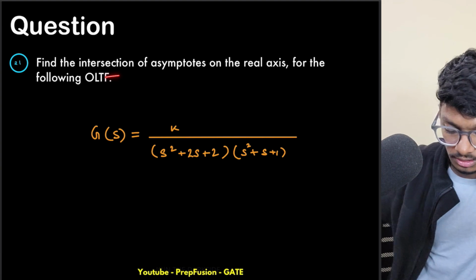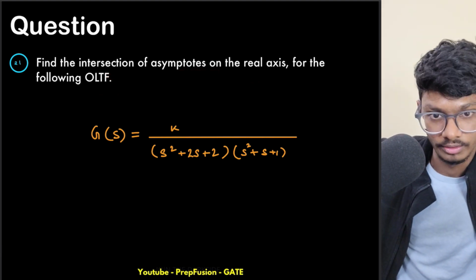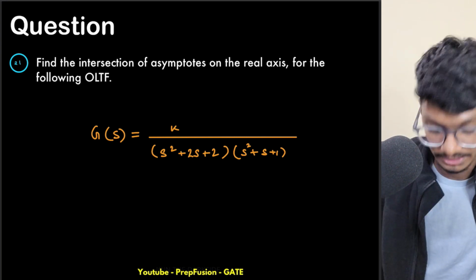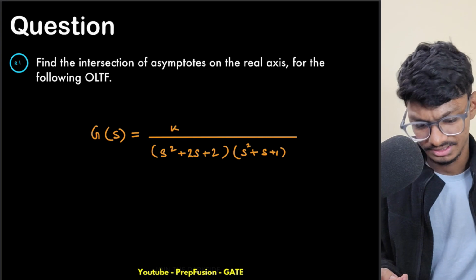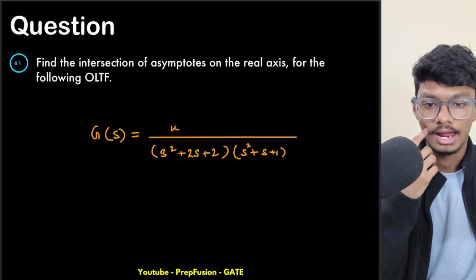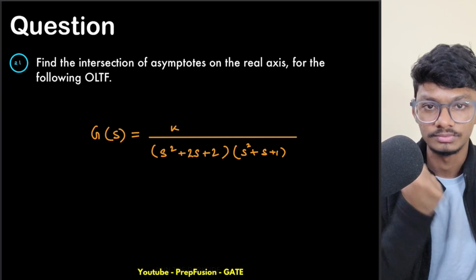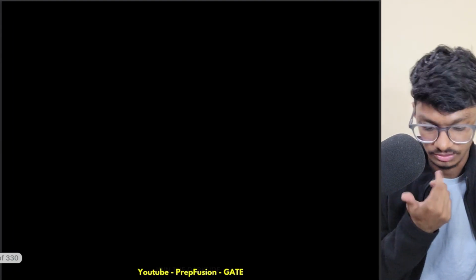So now we have to find the intersection of asymptotes on the real axis for the following OLTF. This is again simple. I just wanted to show you one concept, and then obviously we'll wrap up. This is a very simple concept. So how to find the intersection of asymptotes on the real axis?